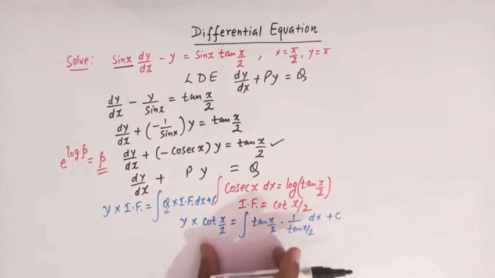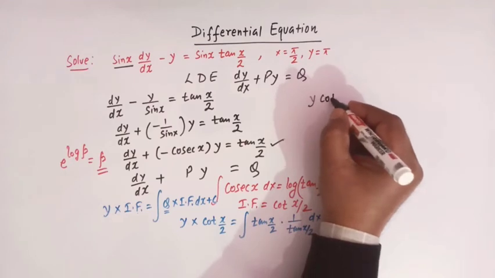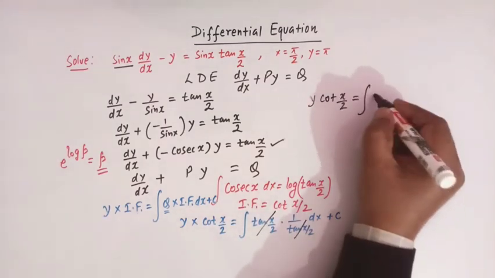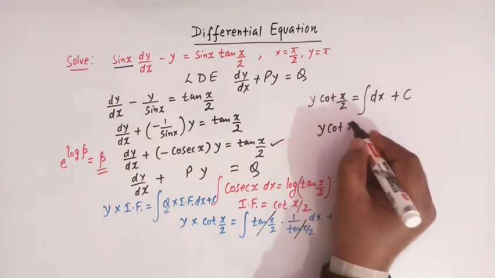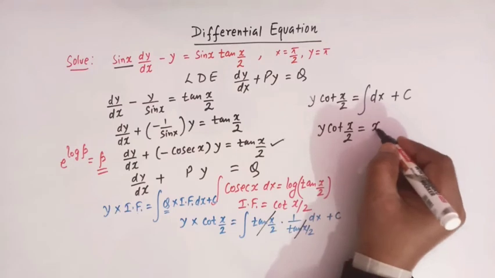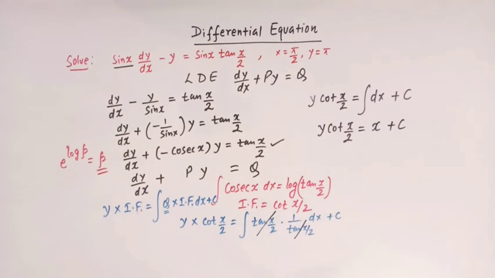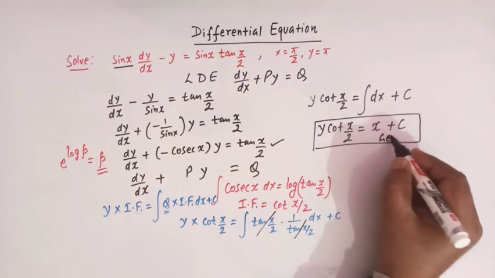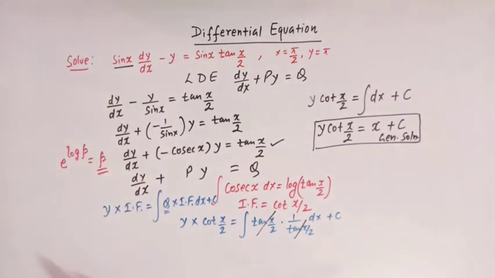So now we can write y times cot(x/2), and here tan(x/2) and tan(x/2) get cancelled, and we have the integral of dx plus c. So y cot(x/2) equals x plus c, since the integral of dx is x. This is the general solution of the given linear differential equation.